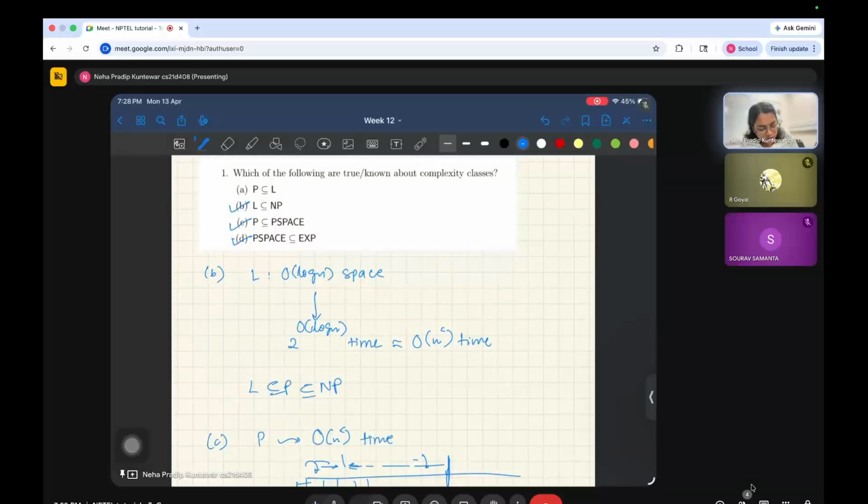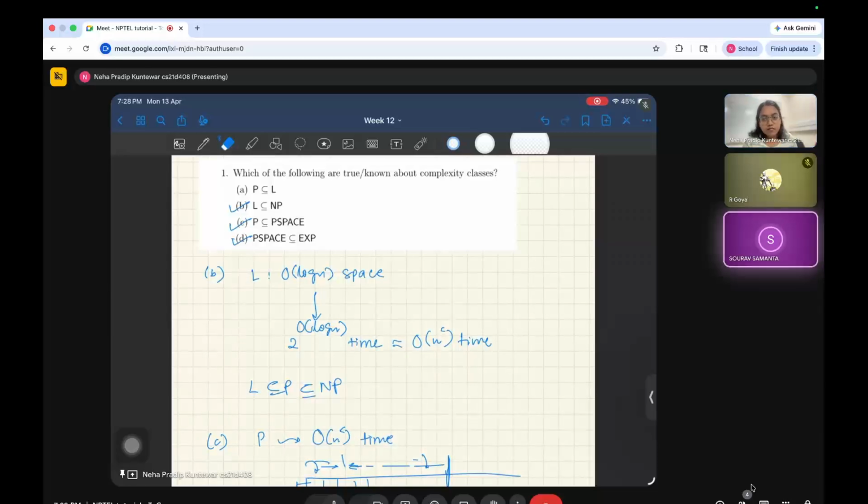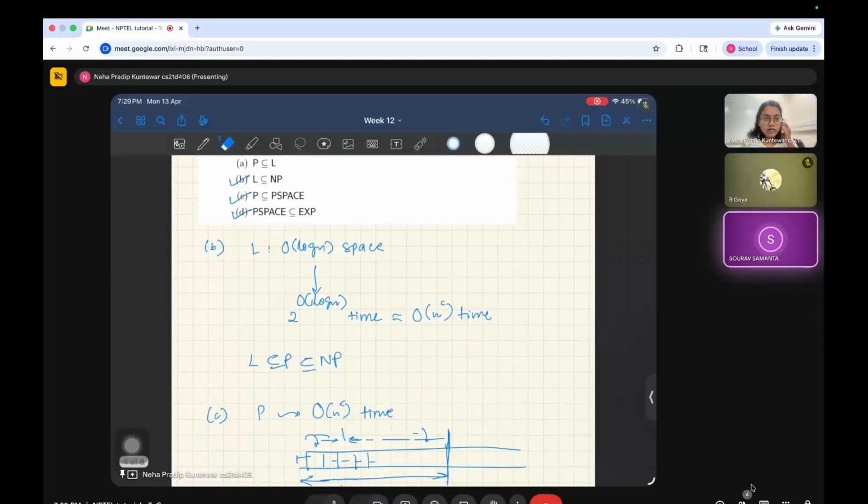So C is also correct, and A is something we don't know yet. Actually, P is a subset of PSPACE, since each polynomial time machine uses at most polynomial space. And PSPACE is a subset of EXPTIME, which means a polynomial space machine has at most exponential configurations, and so that is the assumption.